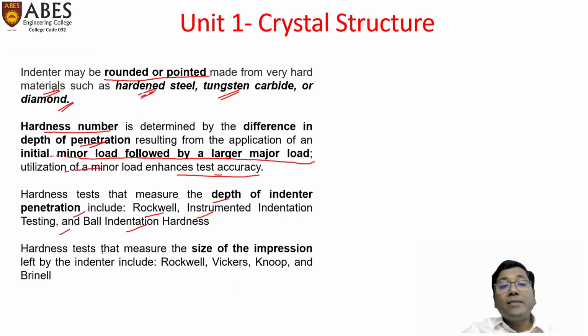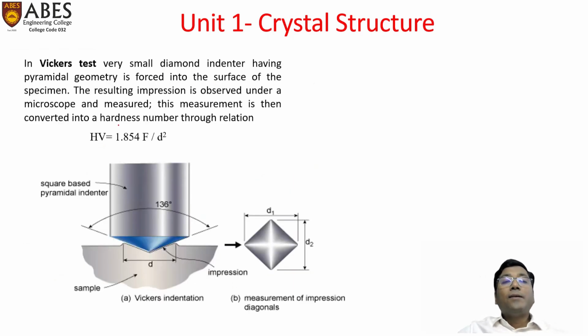But the hardness tests that measure the size of the impression left after indentation, what is the size and diameter of that impression left by the indenter, include Vickers hardness testing, Knoop hardness testing, and also Brinell hardness testing. So let us see briefly one by one.